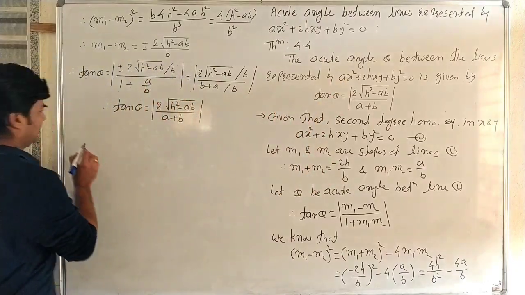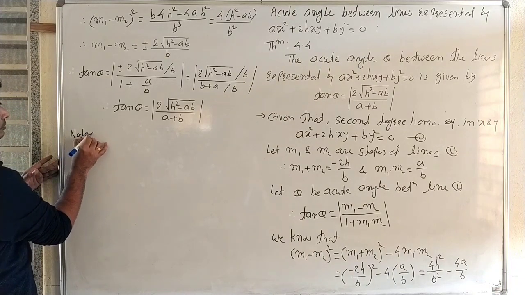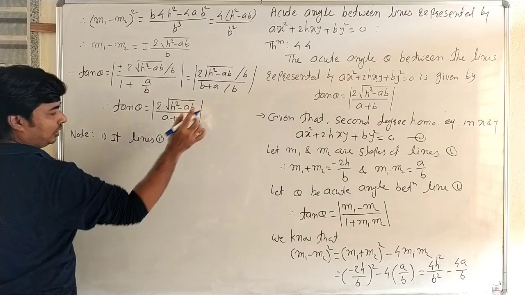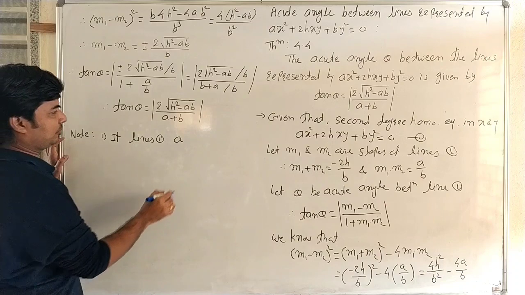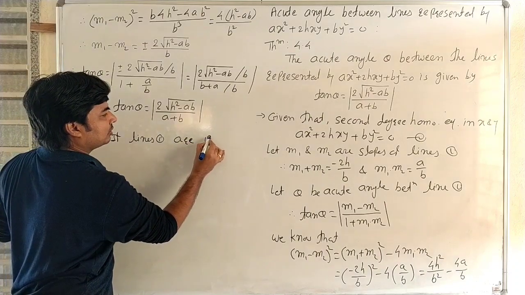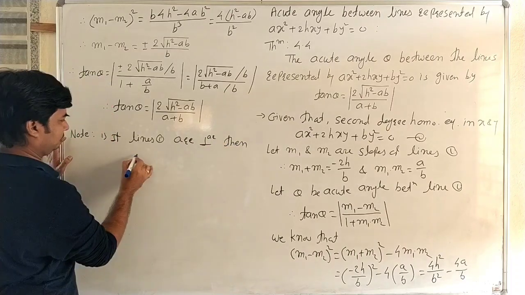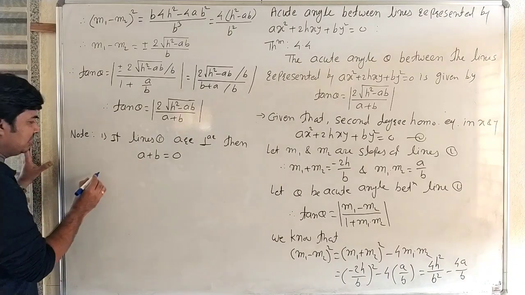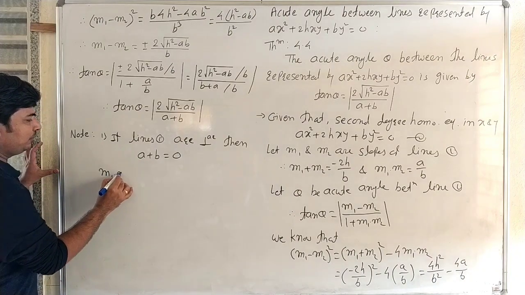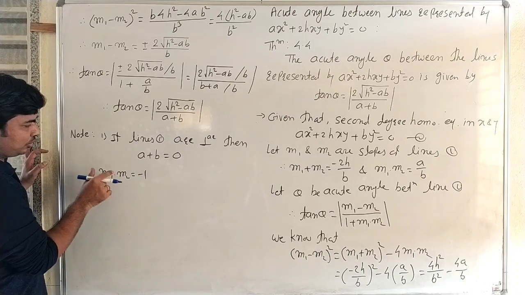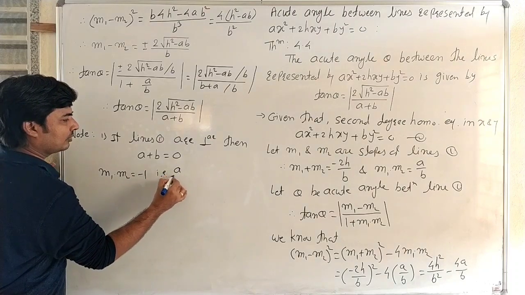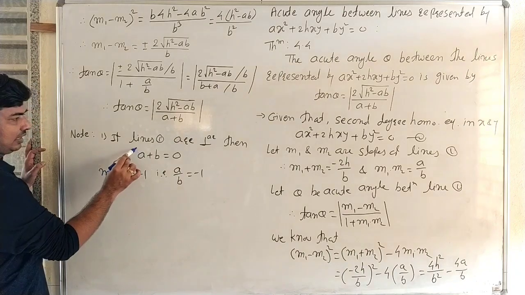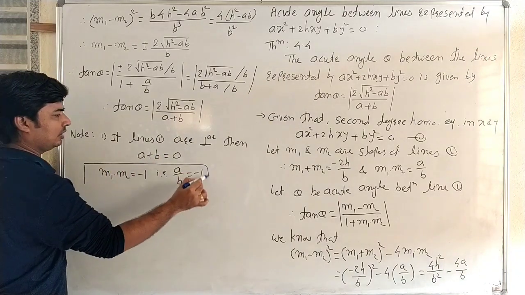Okay, now here are some notes. If lines represented by the homogeneous equation are perpendicular, then a plus b is equal to 0. We know that if lines are perpendicular, then m1 into m2 is equal to minus 1, that is the product of slopes of two perpendicular lines is minus 1. That is, a upon b is equal to minus 1, and then a is equal to minus b. Okay, and then a plus b equal to 0. Here a plus b equals 0 if lines are perpendicular. Here it is the proof.